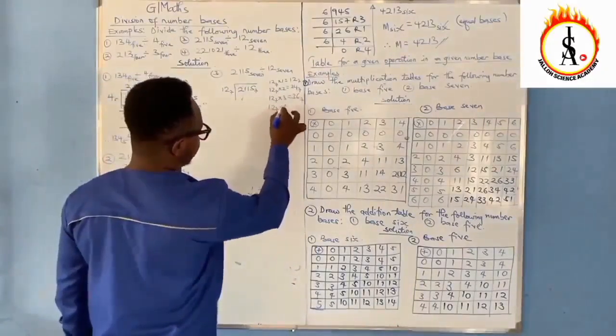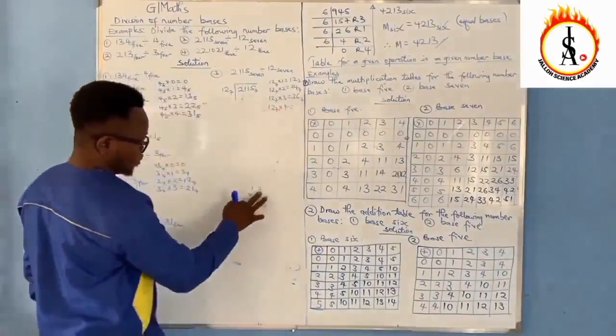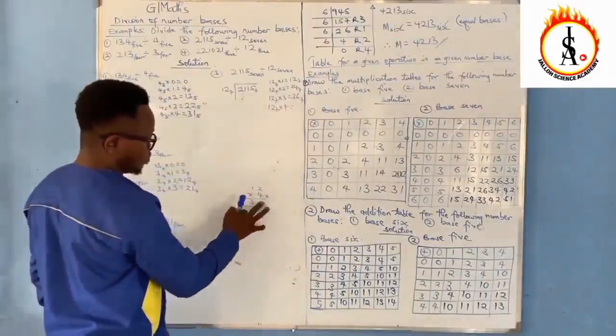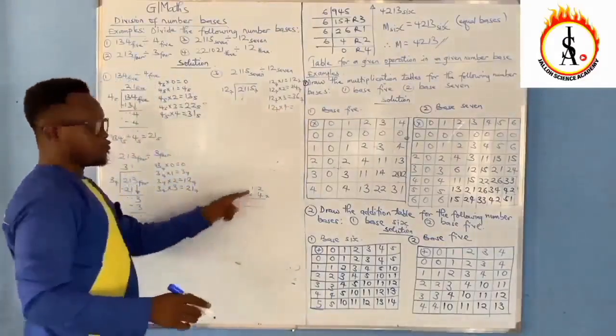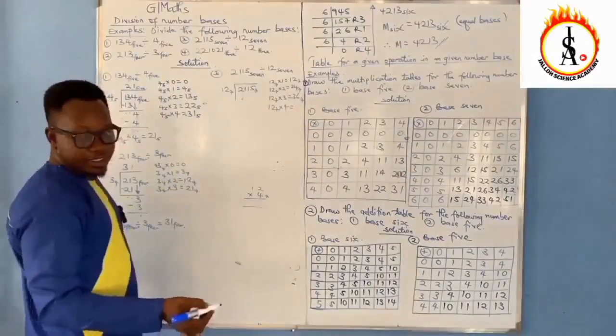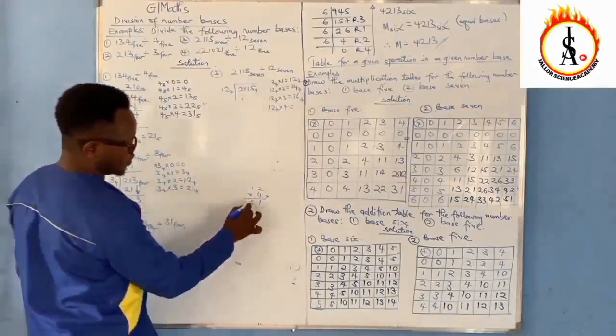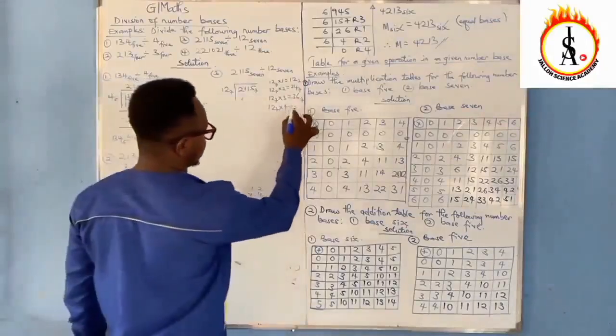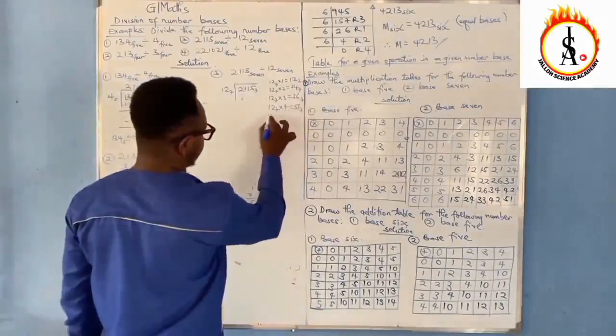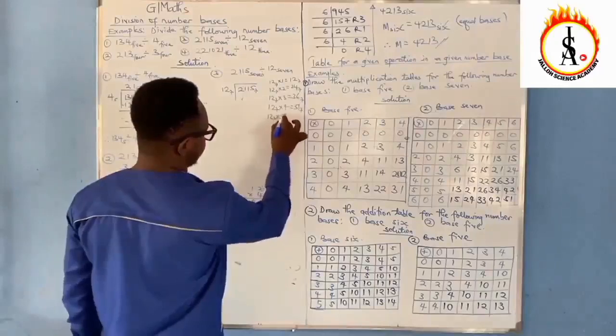1, 2 base 7 times 4. See what we get? If we multiply this by 4, here, 4 by 2 is 8. 8 in base 7 is 1, remainder 1. The other one, 4 by 1 is 4 plus 1, 5. So we get 5, 1 base 7.